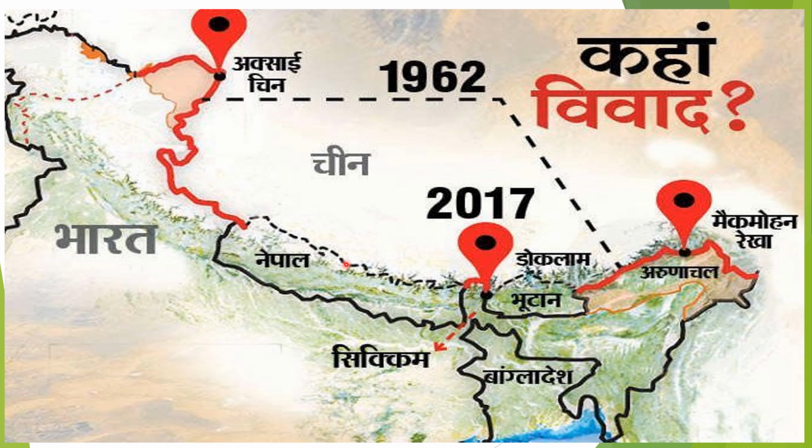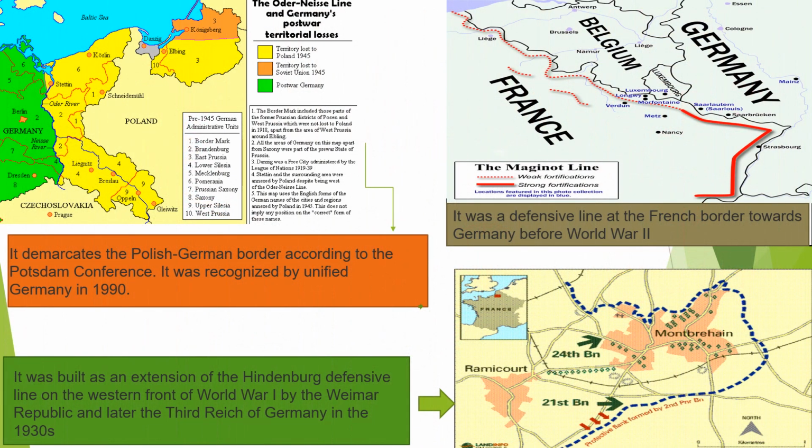This is a picture of the same McMahon Line. The Jammu Kashmir, Himachal Pradesh and Arunachal Pradesh lines were demarcated in 1962, but the Assam part and the Sikkim part were demarcated in 2017.